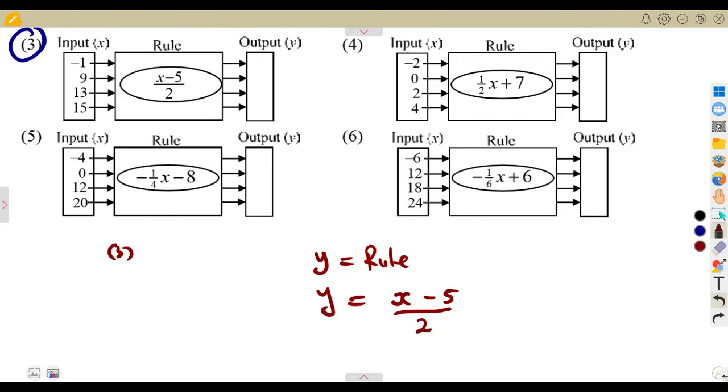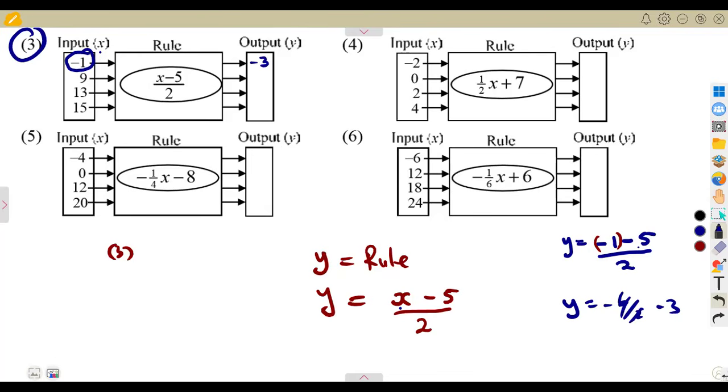So we are going to substitute each and every value that you're given in the input. If x is minus 1, the input is x. So y is going to be equal to, in place of x, you substitute minus 1. So that's minus 1 minus 5 over 2. You just substitute. This is your x value. So y at this moment is minus 1 minus 5, which is minus 6. So it is minus 6 over 2, which is minus 3. So y at this moment is minus 3.